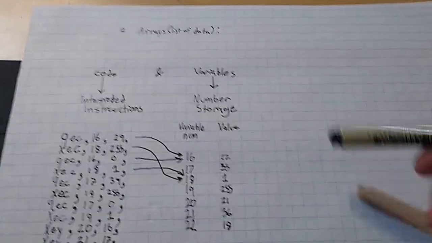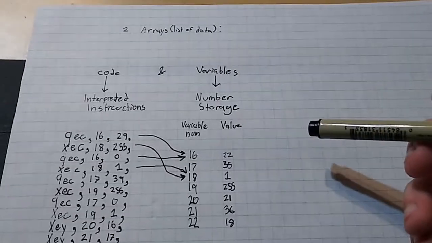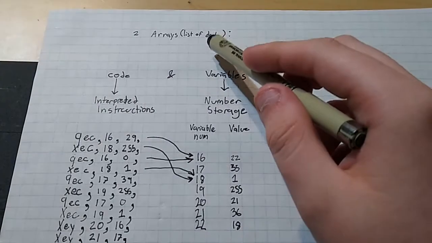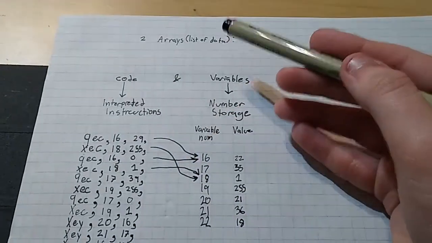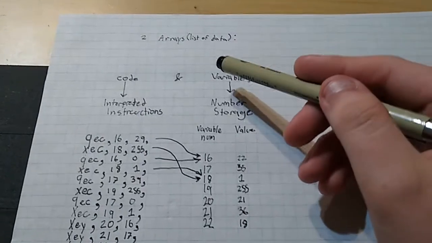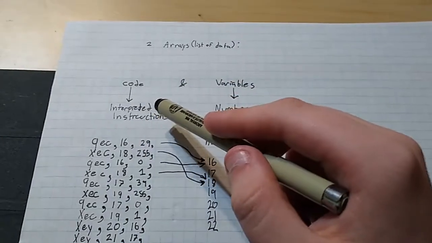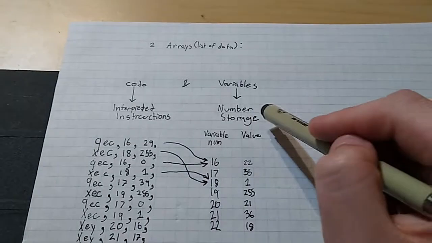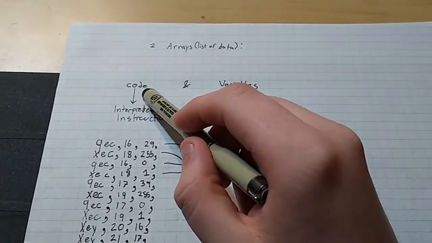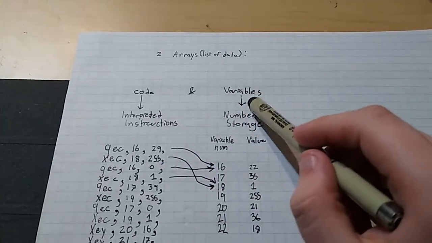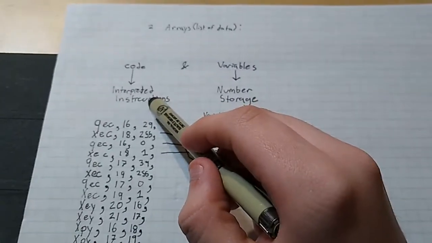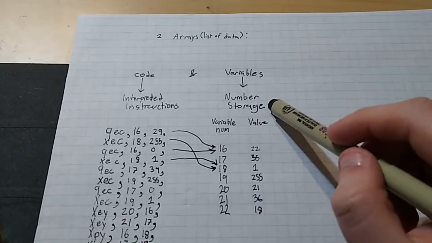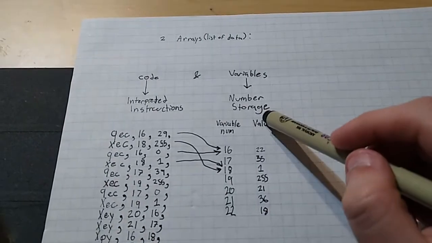Even though it takes about 88 instructions to execute one interpreted command with my system, it's still very simple. All it does is store the data into two arrays. One of the arrays is code, and the other array is variables. The code stores the interpreted instructions, and the variables just store all the numbers.